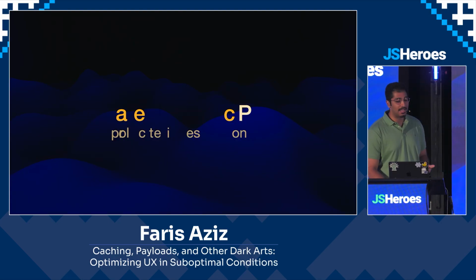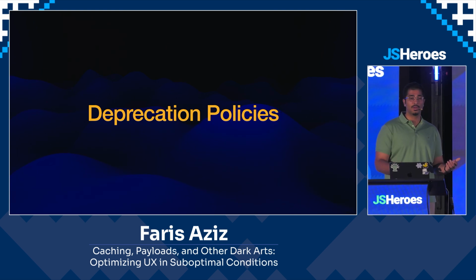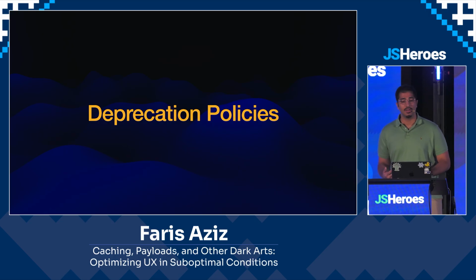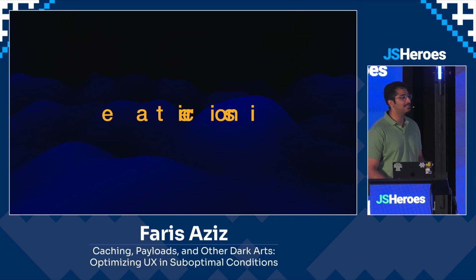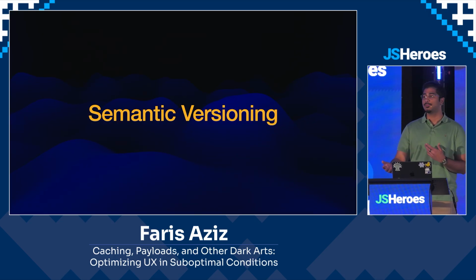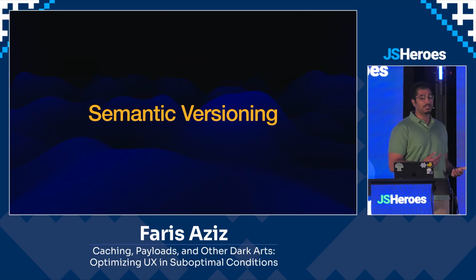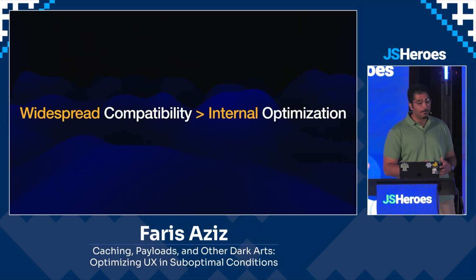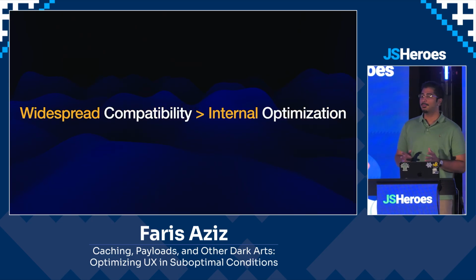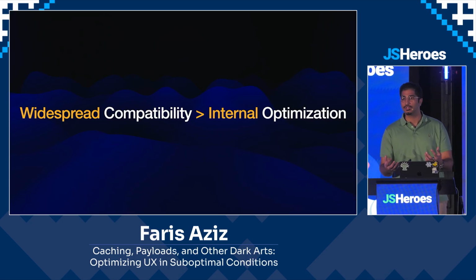So they do, in fact, have to abide by deprecation policies, whether it's 6 months or 9 months, they have to warn you that something's no longer going to be available. They have to abide by semantic versioning. You need to be able to pin something to a specific version number to ensure stability. They need to optimize for widespread compatibility instead of internal optimization. They're not just made for their internal Stripe apps, they're made for everyone to be able to consume.